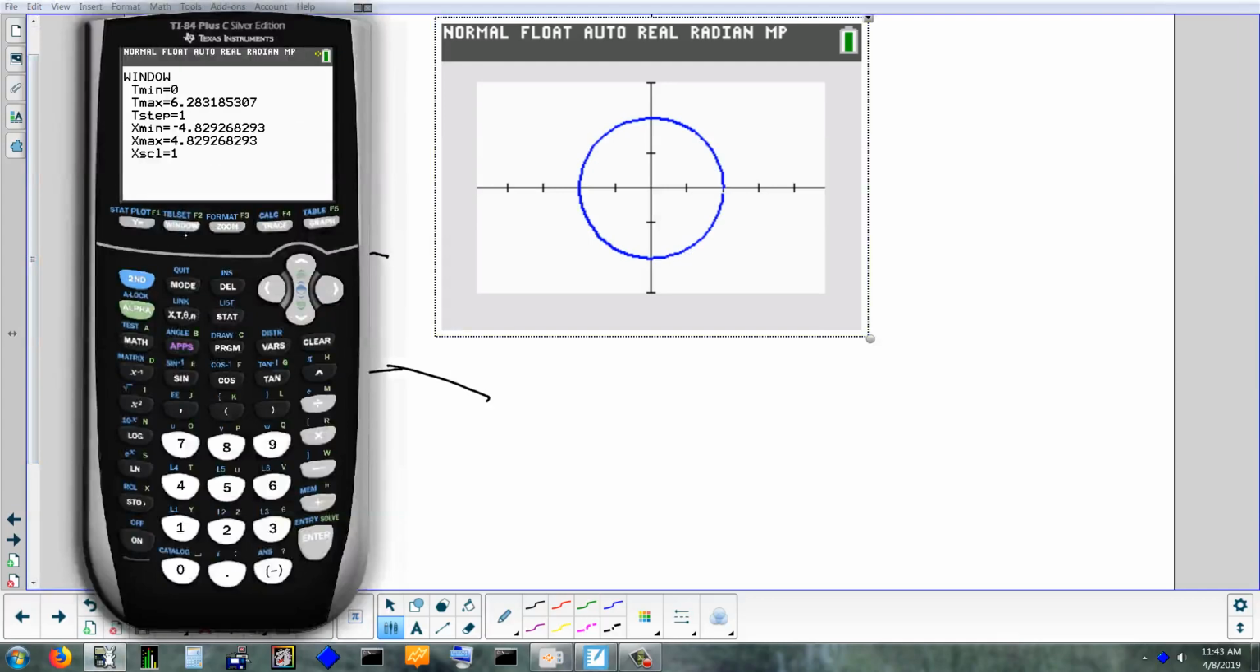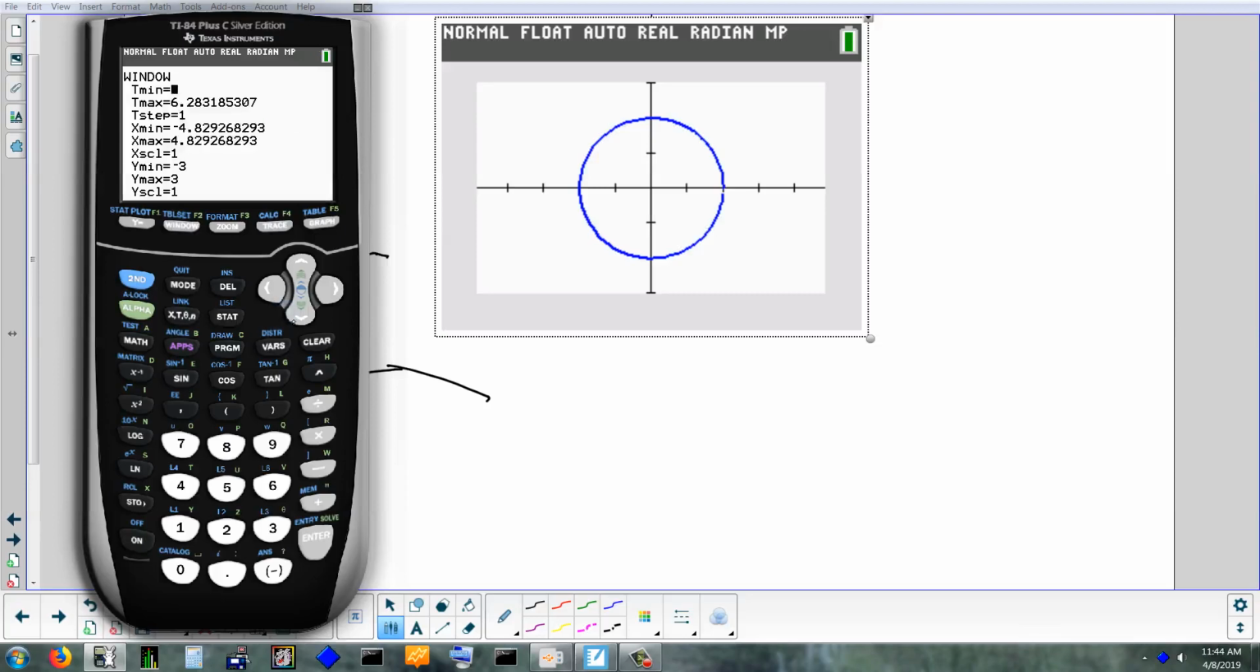Let's look at this one. You're starting at 0 and you're ending at 6.3. And you're going by ones. So the calculator is going to plug in 0 for t, 1 for t, 2, 3, 4, 5, 6. So basically you're allowing the calculator to graph up to 7 points. It can't go past 6 because the next jump after 6, if you step by ones, is 7. 7 is too big. So the calculator is graphing 1, 2, 3, 4, 5, 6, 7.